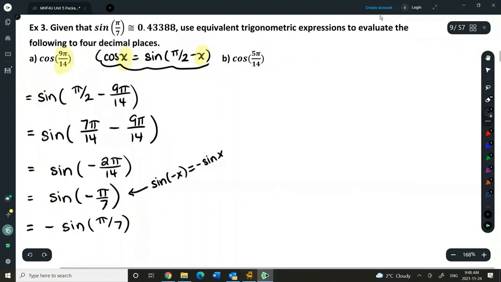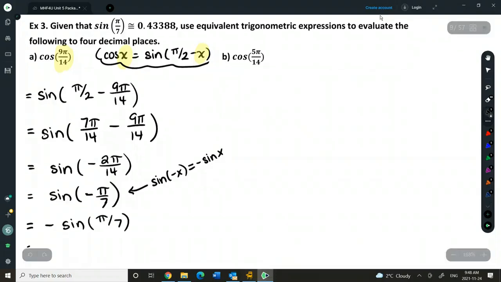And do we know what this is, given the information in our question? What is it? Oliver? Or Oscar, sorry. Yeah. So we're just using this info above.